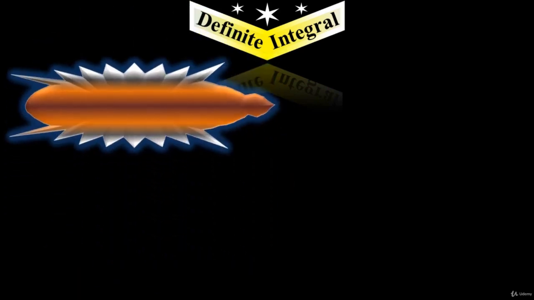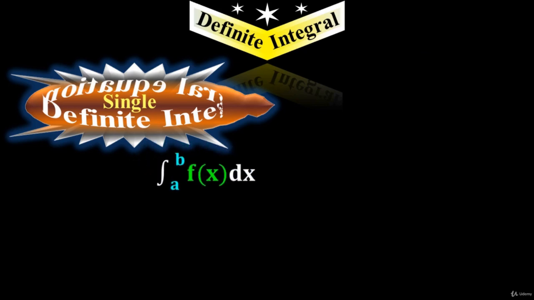Now let's talk about the types of definite integral equations: single definite integral equation, double definite integral equation, triple definite integral equation, and so on. What is a single definite integral equation? A single definite integral equation has only one integration sign. We can see here that it has only one integration sign, with only two limits, from a to b.